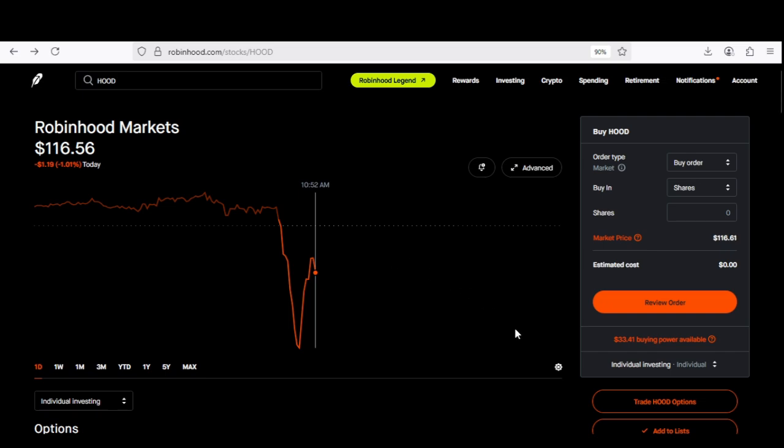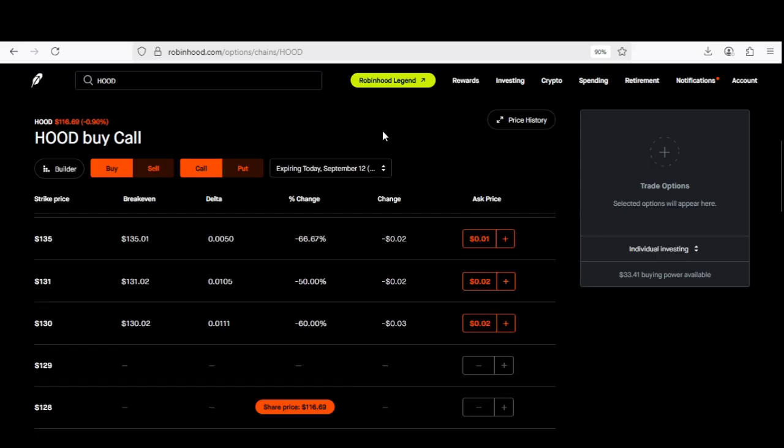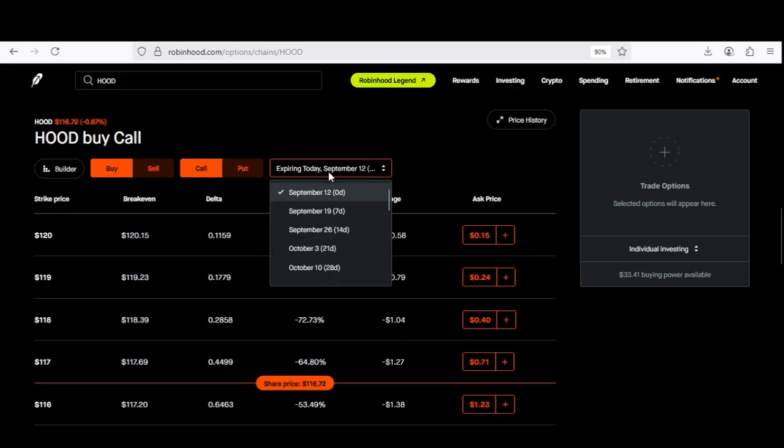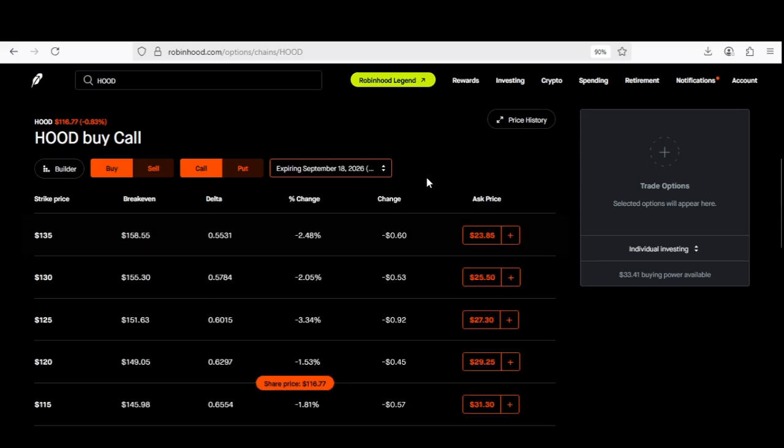Now, let's jump into Trade Hood options down at the bottom in order to open up our options chain. For this option strategy, we're going to first go to buy. We're going to go to call, and we're going to choose our expiration date. The date I'll be going with is September 18th, 2026, and that's going to give me 371 days to expiration. Let's select that one.